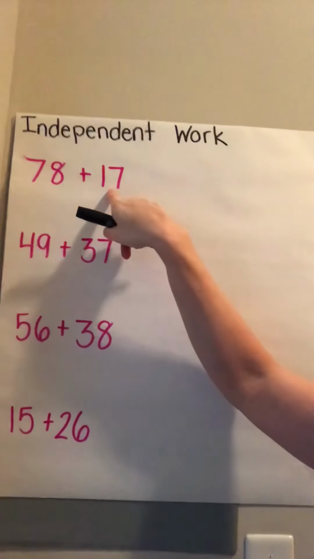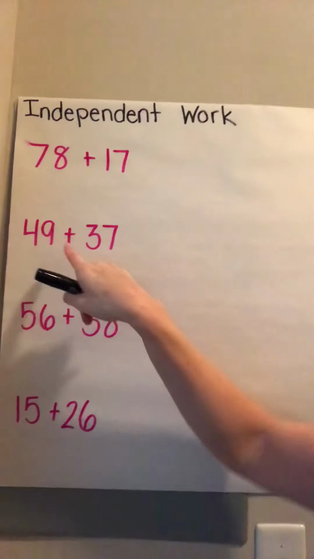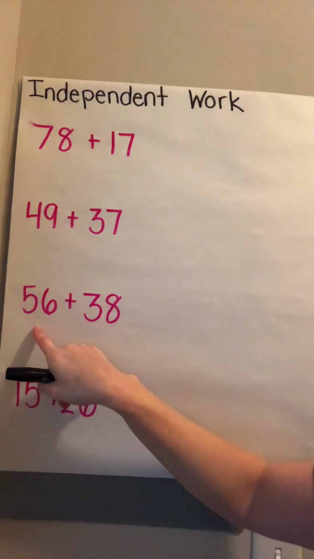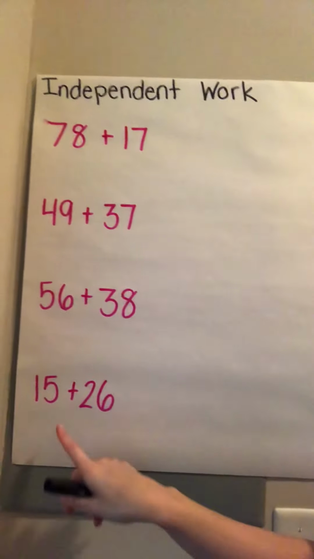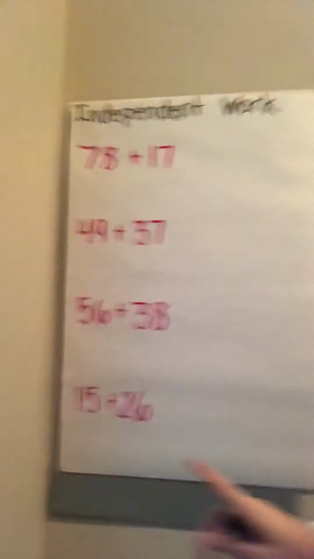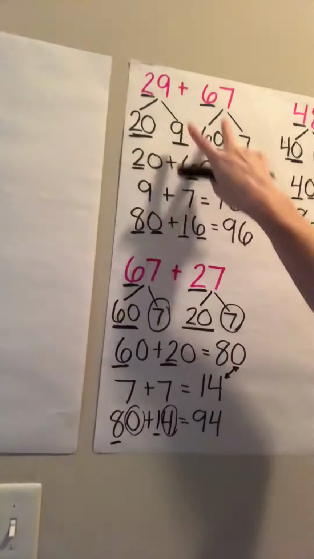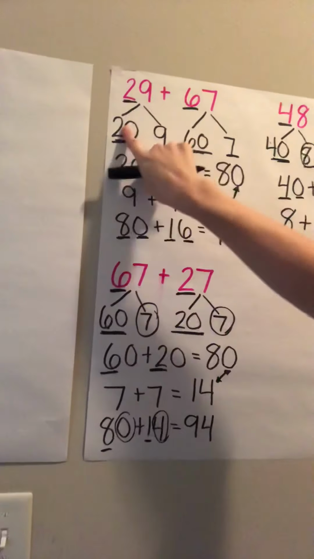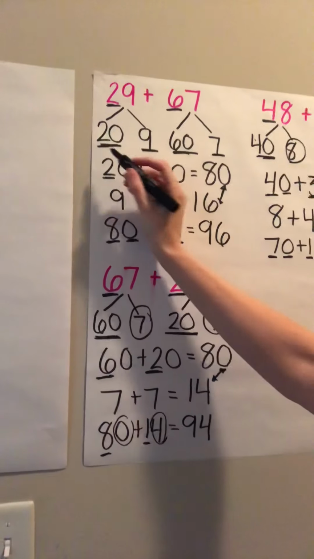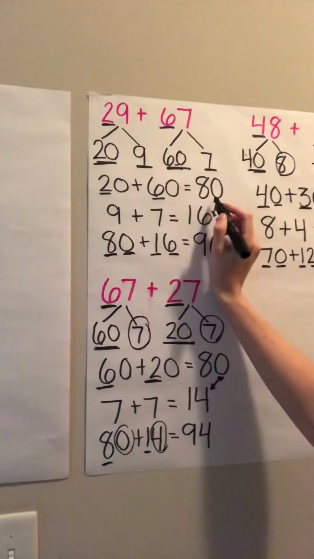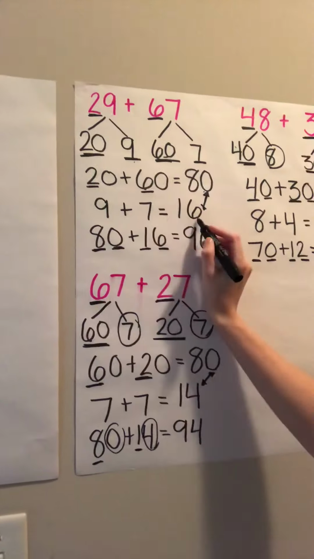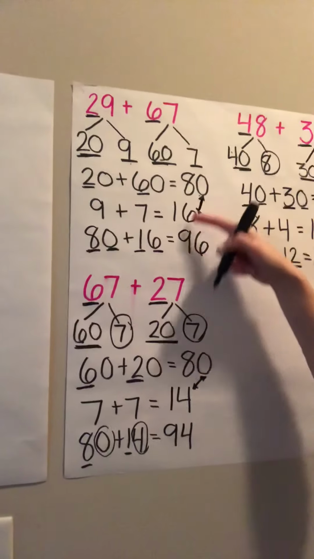All right, so now again, just like the other days, you have 4 problems to do on your own and try it out. So you have 78 plus 17, 49 plus 37, 56 plus 38, and 15 plus 26. And again, what you're going to do is break down your numbers into the tens and ones. Then you'll add your tens together, then add your ones together, and then put these two numbers together. Can't wait to see your work.